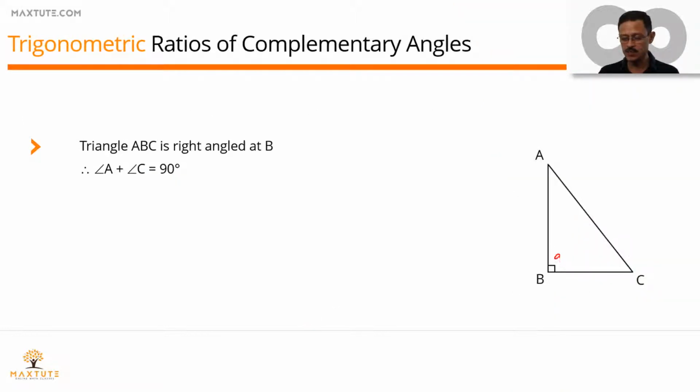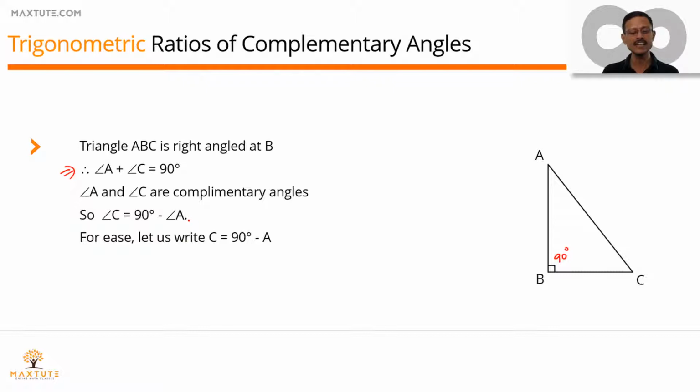So the angle at vertex B is equal to 90 degrees, which means the sum of the other two angles, angle A plus angle C, will be equal to 90 degrees. If the sum of these two angles is 90 degrees, then A and C are complementary angles. A is the complement of C, C is the complement of A. So we can say angle C is equal to 90 minus angle A. From now onwards, we'll skip the angle symbol and write it for ease as C is equal to 90 minus A.